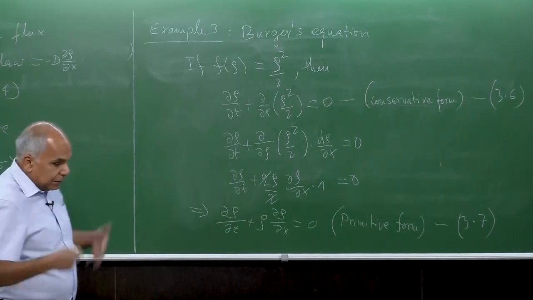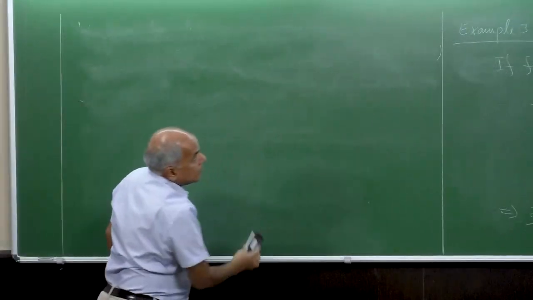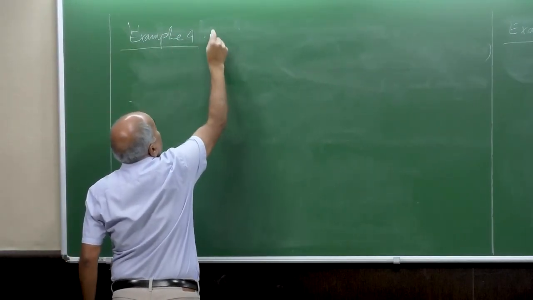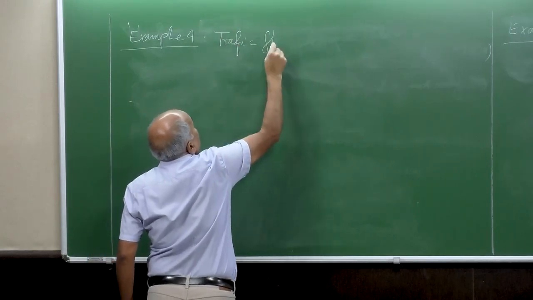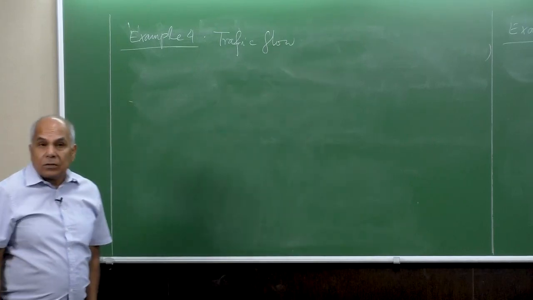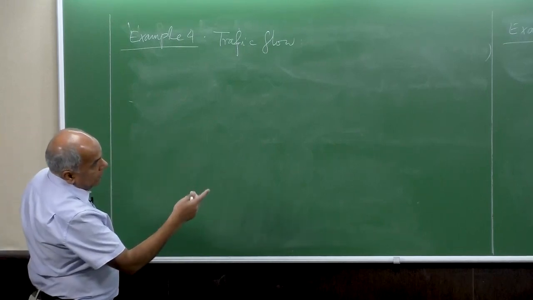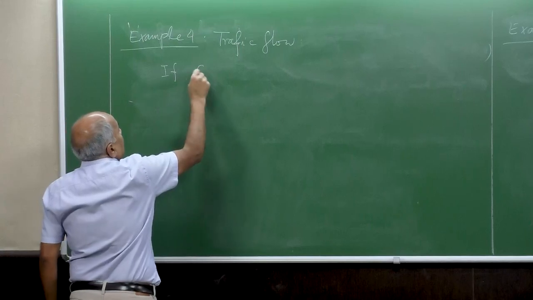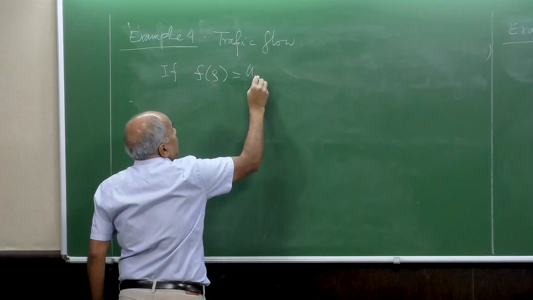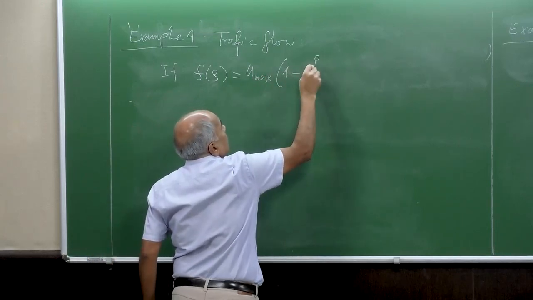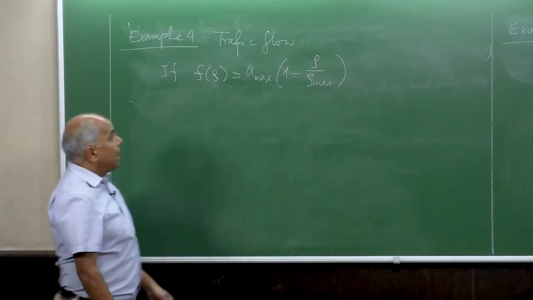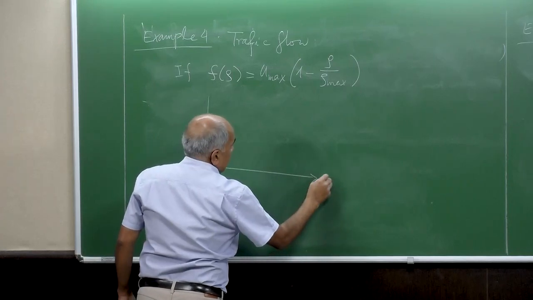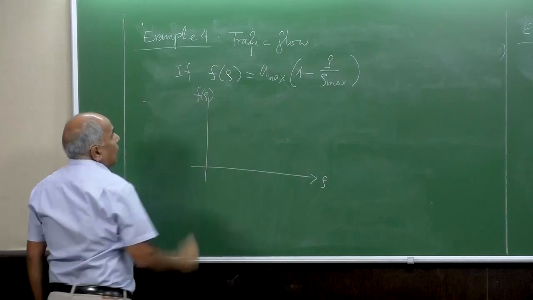Now we come to what we see in our daily life, the traffic flow. So example 4, traffic flow. So we have in remark one that if f of rho is a function of rho only, for example, if f of rho is equal to u max times 1 minus rho by rho max. Yeah? So what does it mean? So let us draw the graph. So this is rho, this is f of rho. Yeah?